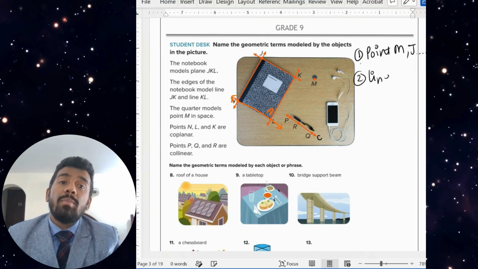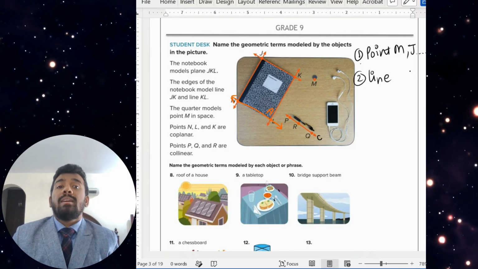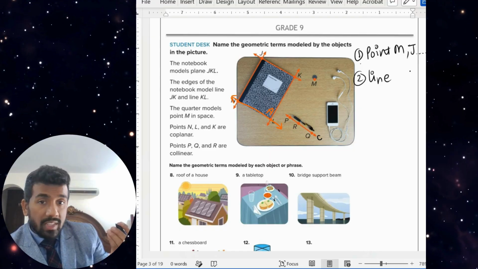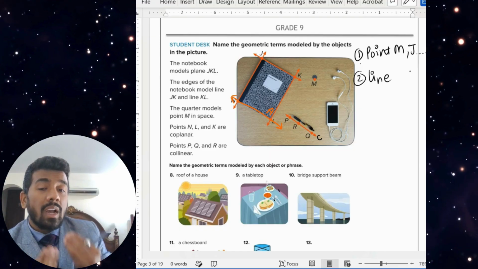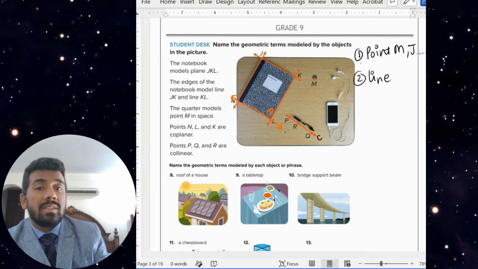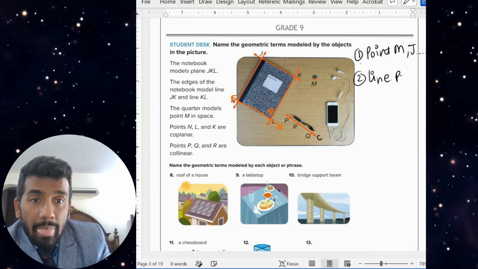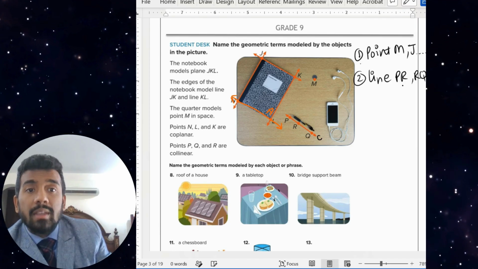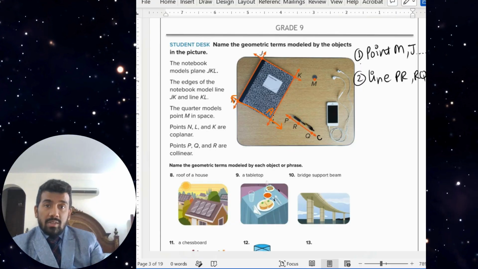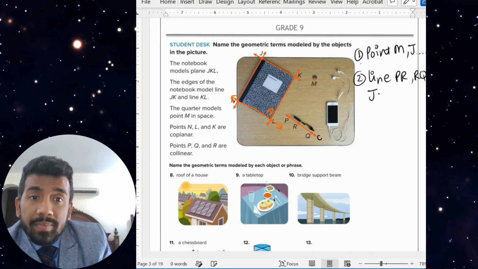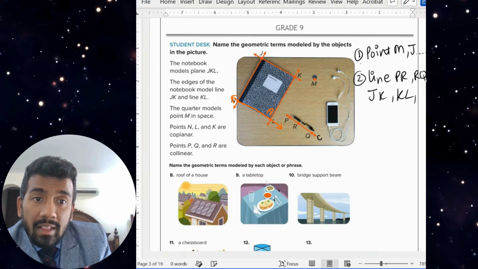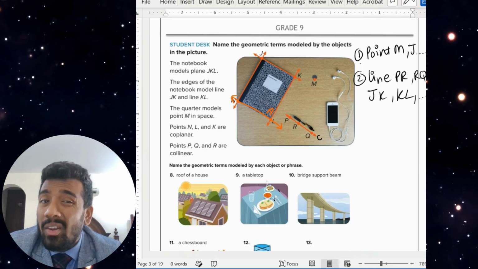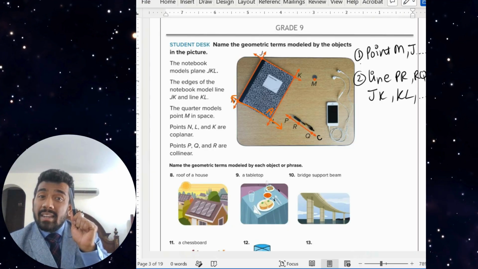The second geometric term is called a line. Now, a line is made up of 2 points. So if it's made up of 2 points, you denote it by two letters, like line PR or line RQ. So a line is denoted by two letters, or line JK, or KL, and so forth. But the line can also be denoted by a single letter.